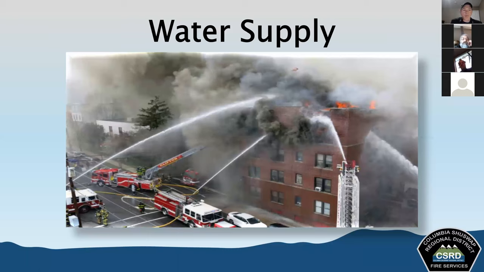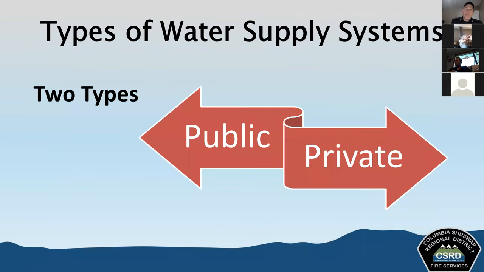We have to have the right quantity of water supply, and we need to know how to move that water to where we need it to be. It's a very important topic, and there's a little bit of background that we need to get into first. And the background is about our water supply systems. Typically, there are two different types of water supply systems. One is public, that's a function of local government, and then the other is private.